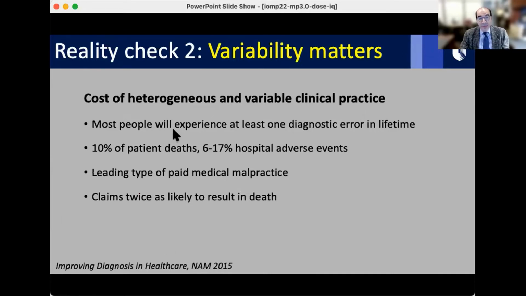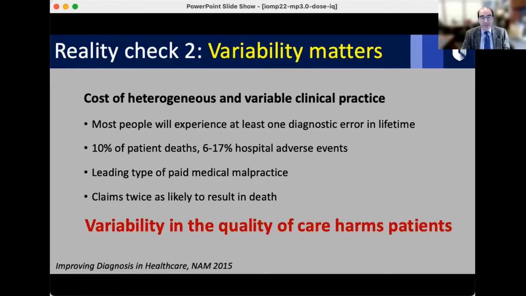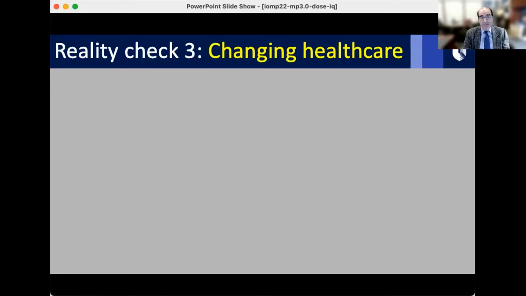They state in their report in 2015 that most people will experience at least one diagnostic error in their lifetime. This is in the US only. I suspect this is even more in other places. 10% of patient deaths, 6 to 17% of hospital adverse events are due to diagnostic error. Again, I'm talking about the context of imaging. That does not include only imaging, but imaging is a big part of the diagnostic workup of a patient. And of course, there are malpractice lawsuits and so on that come from that. So variability in the quality of the care can actually harm the patient.